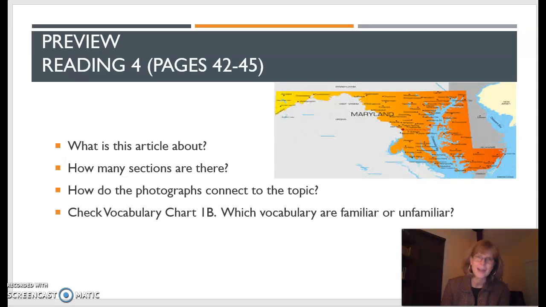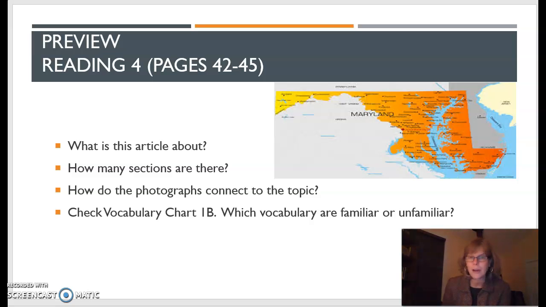So you're going to look at an article in your book, and this article is on page 42. Take a look. It's reading 4, page 42. And I just want you to look at the pages. What is this article about? What is the title? How many sections are there? What are the subtitles? And what are the pictures showing you? What do you see in the photographs?